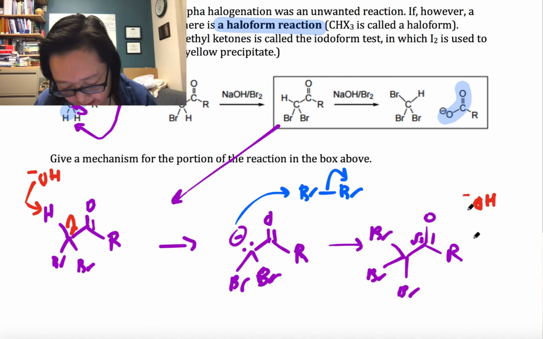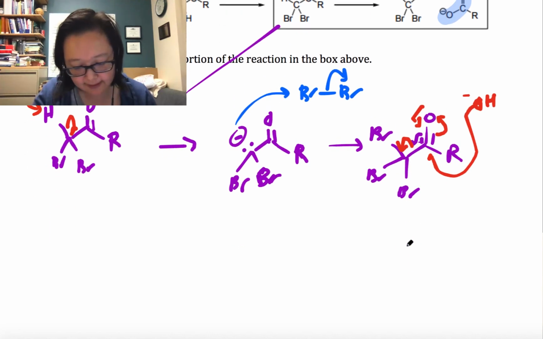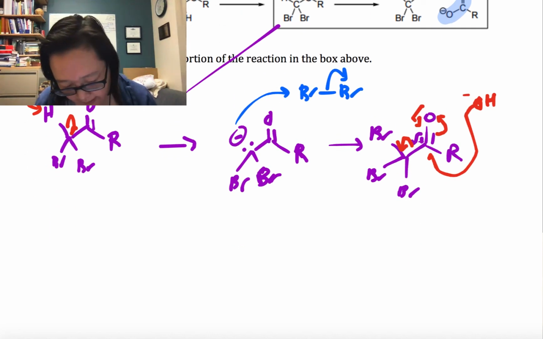Now it's sufficiently electron withdrawing that the hydroxide will come in, and then we'll make a tetrahedral intermediate and lose this group. All right, so that seems really unusual, right? We haven't learned about this leaving group yet. That's because of all the bromines.